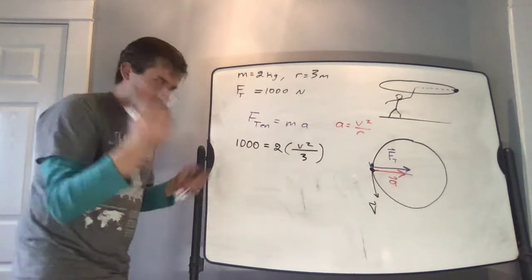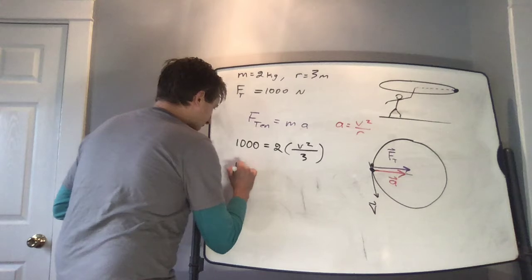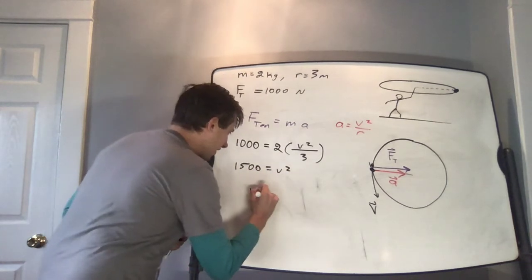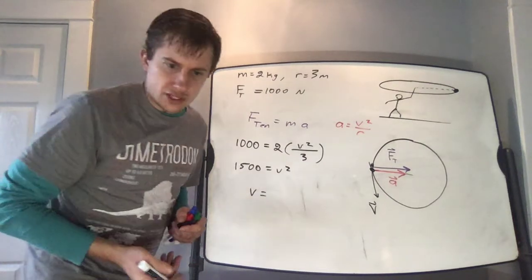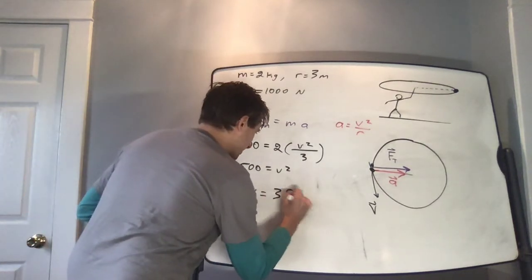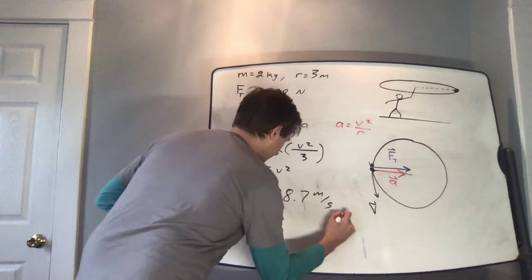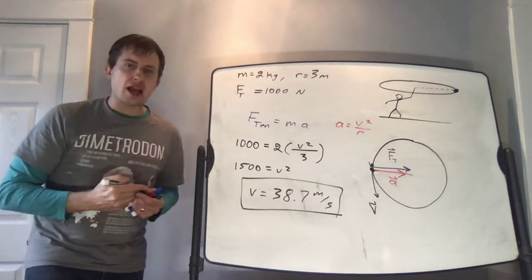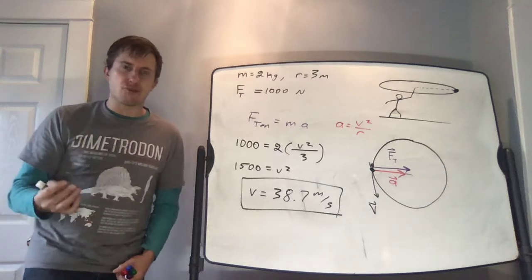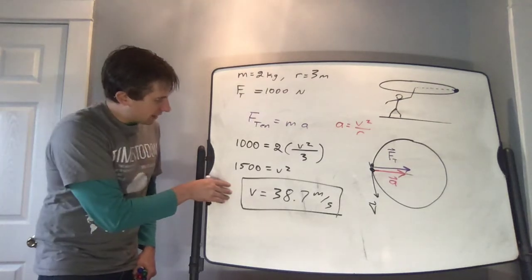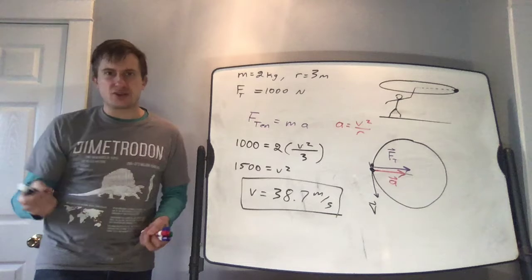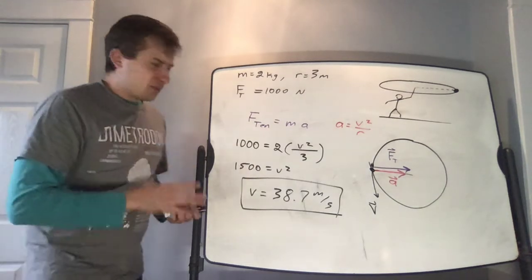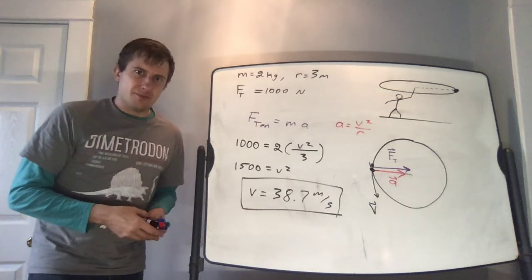And if I put these numbers in a calculator, I get 1,500 is equal to v squared. So I get the speed of the rock is going to be 38.7 meters per second. So this is the fastest I could swing the rock where the string is barely not breaking. If I swing the rock at 38.8 meters per second, then the string breaks. Now, at this point, we are completely done with this problem.